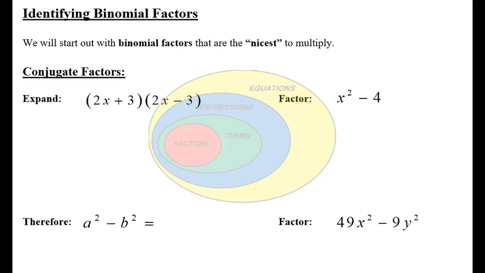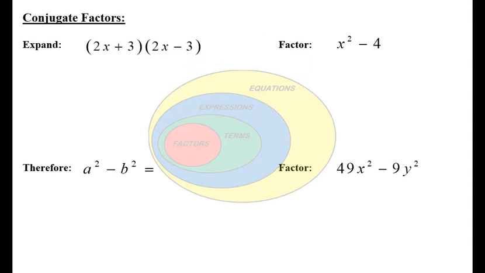All right, we will start identifying binomial factors. We actually want to try and identify the easiest ones. So we're going to go back to multiplying some of the nicest expressions to multiply. So if you remember, when we were multiplying conjugates, this was actually a really nice multiplication.